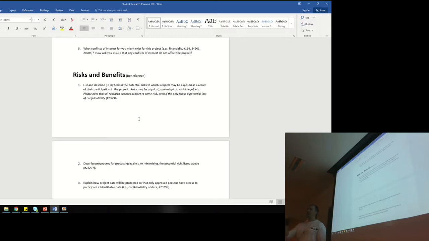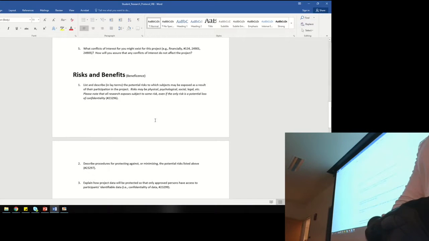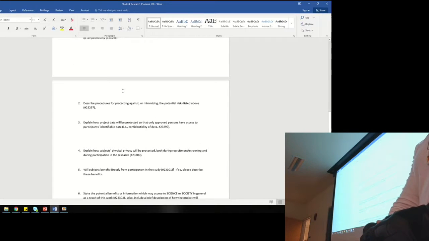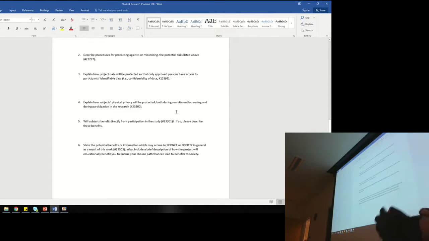So as long as you're just asking students to do things that students do, which is read questions and provide answers, the level of risk is minimal. It's no larger than what is presented in everyday life. And then describe the procedures for protecting against minimizing potential risks. You list that below. So again, she will list all the considerations to have for this.